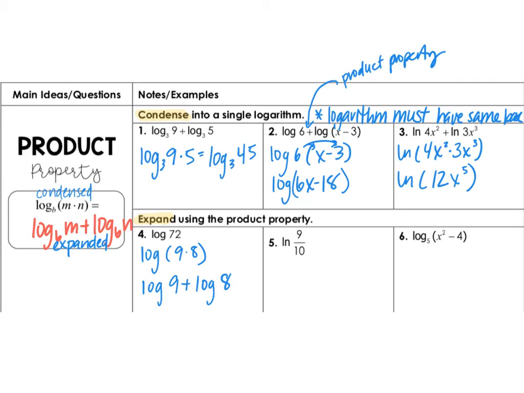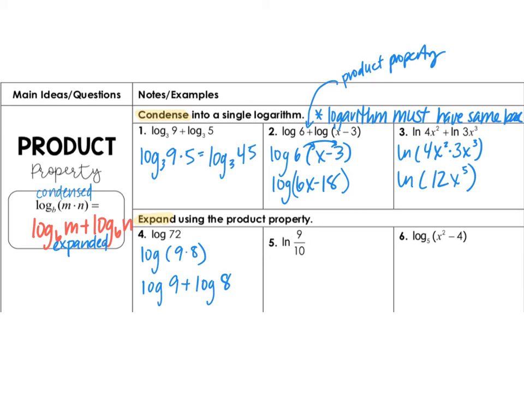Of course, you can rewrite this in any type of product form that you want. I've just chosen to use 9 times 8. You could use whichever two factors of 72 you would want to use. Number 5 is a little tricky because we have 9 over 10.